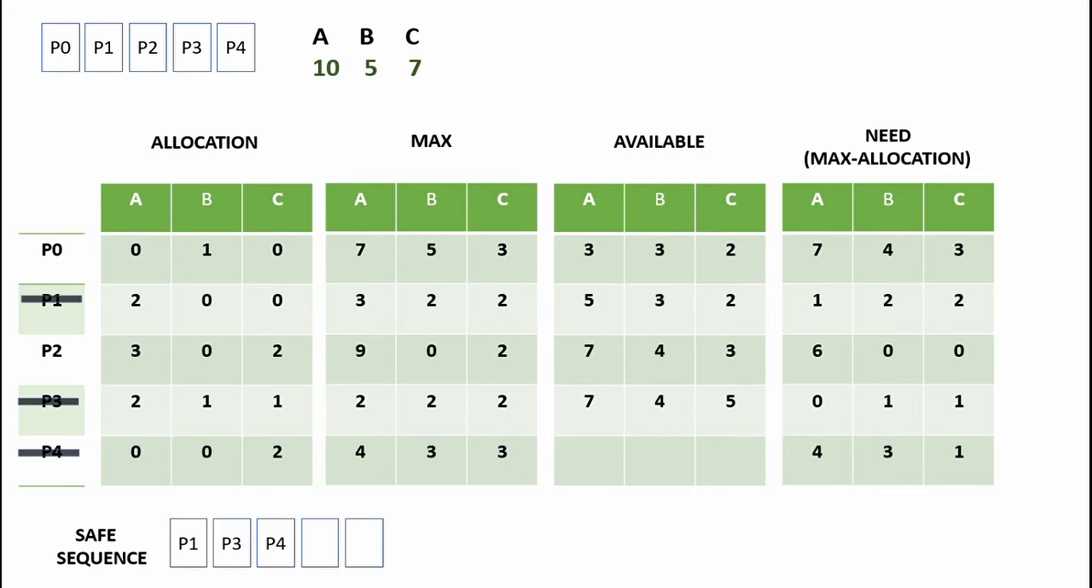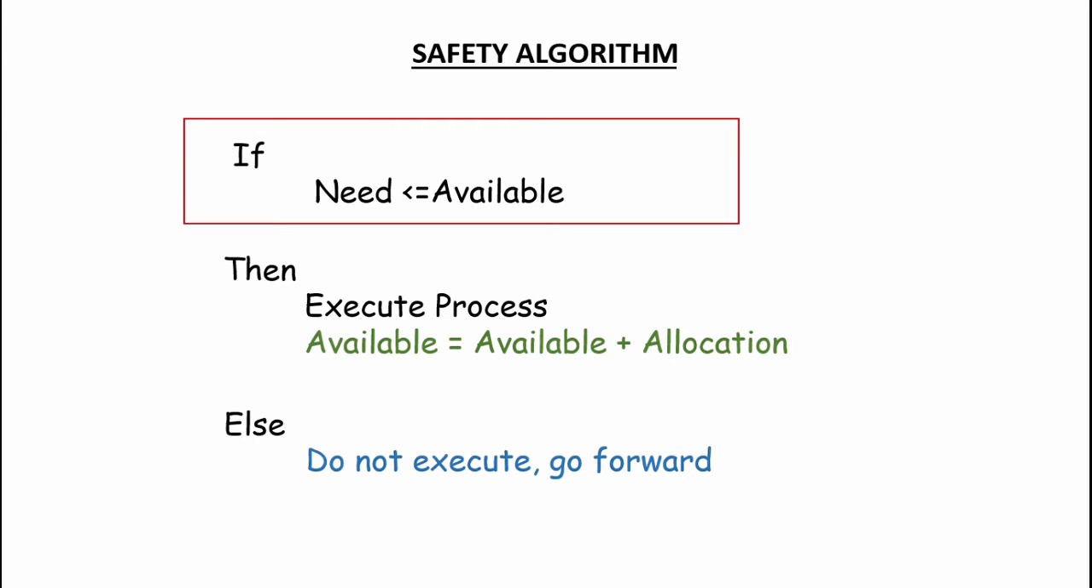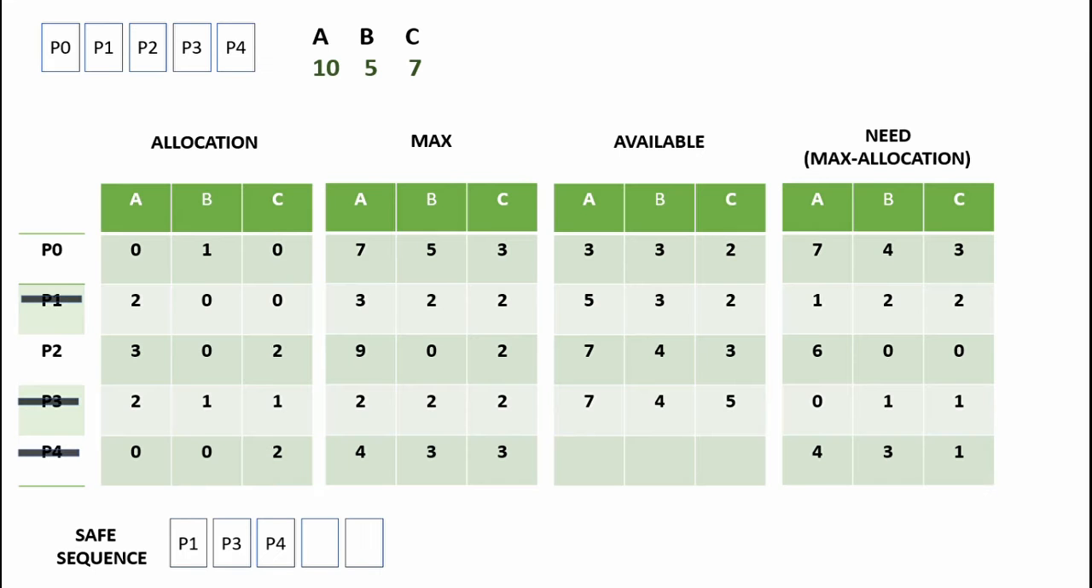So we need to go to that cycle again. So we will go to the process P0. For resource A we need 7 resources and we have 7 instances. For resource B we need 4 instances and we have 4 instances. For resource C we need 3 instances and we have 5 instances. So now in this case the if condition is satisfied, so we can execute the process P0.